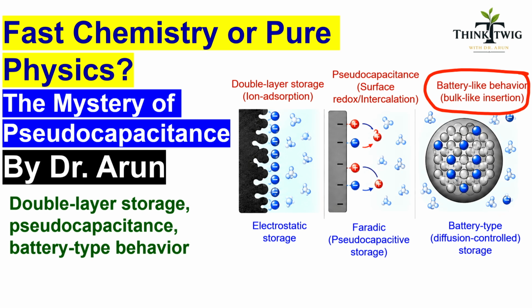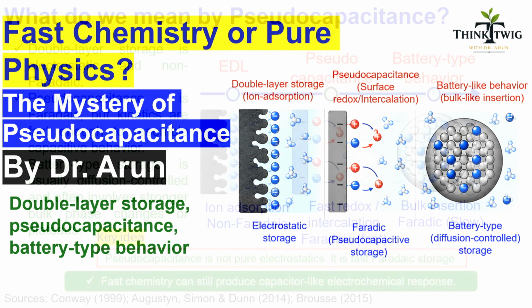And the third is battery type behavior, where the charge storage becomes more strongly controlled by the processes occurring inside the bulk of the material. So the central question throughout this video is very simple. Where is the charge being stored? And how difficult is it for that charge storage process to occur? Once we answer these questions, the difference between a capacitor, a pseudocapacitor and battery type behavior becomes much clearer.